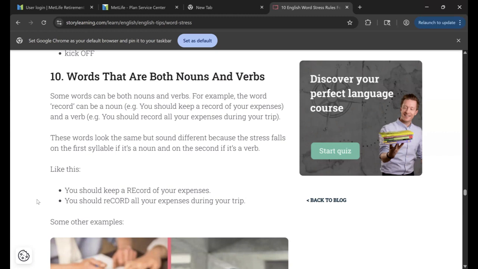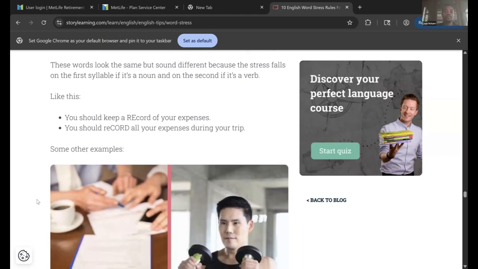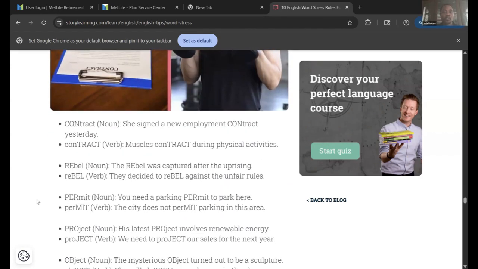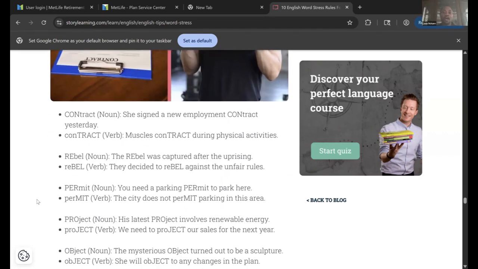Like this, you should keep a record of your expenses. You should record all your expenses during your trip. Okay? Some other examples. Who can read the first one first?